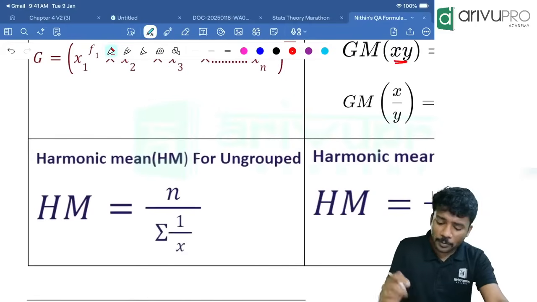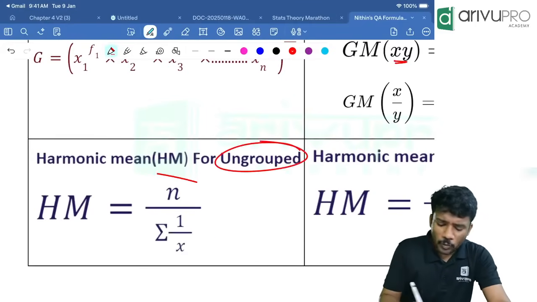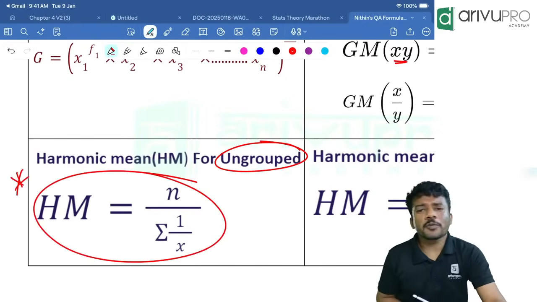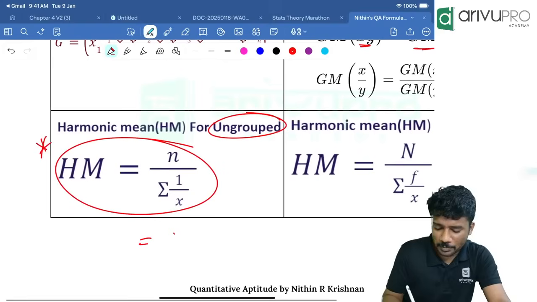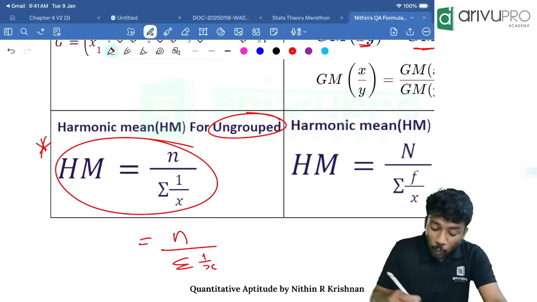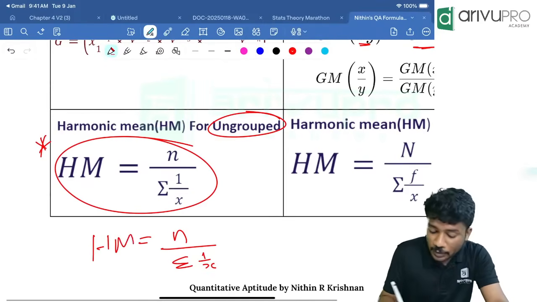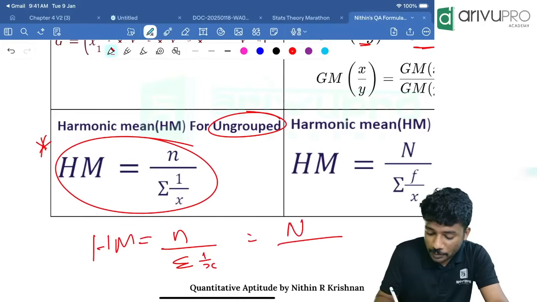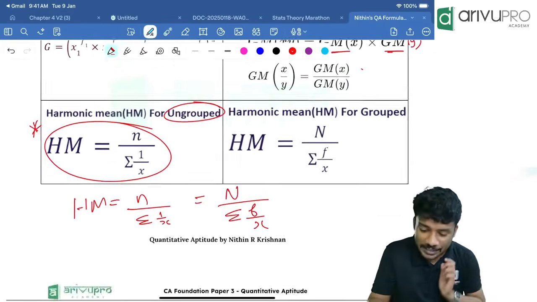Now people, harmonic mean for ungrouped data. Recently many questions have come from harmonic mean. What is harmonic mean? The harmonic mean is nothing but n divided by sigma 1 by x. What if it is for grouped data? You can write it as n divided by sigma of frequency divided by the corresponding x value.